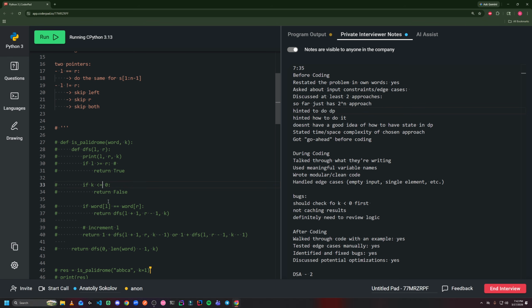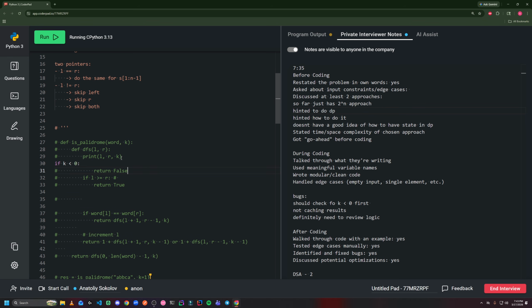And I pointed that out. Secondly, this is still wrong, because if this is the case, that means you remove too many letters. So if you remove too many letters and the rest of it's a palindrome, it should still be false. So this should be swapped. So this should be like up here.